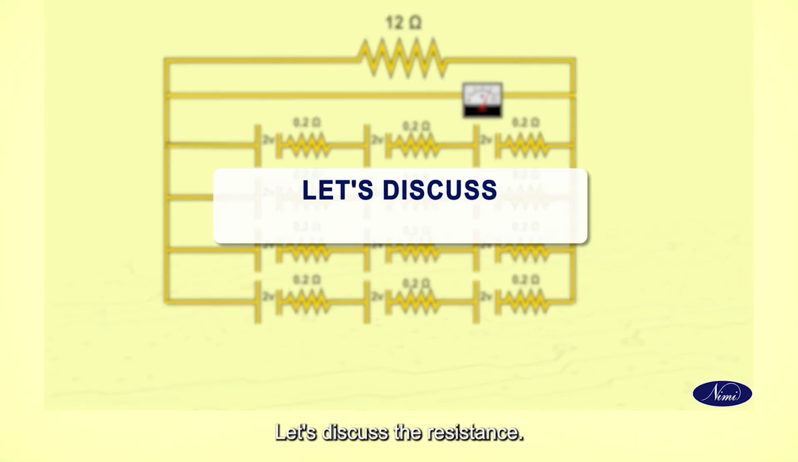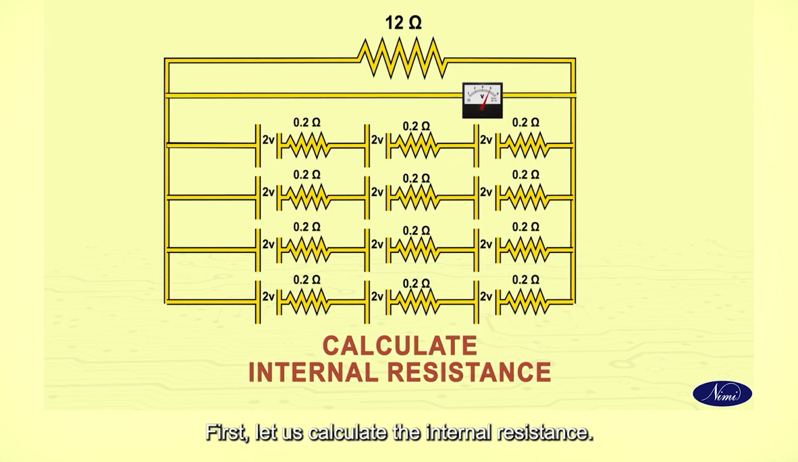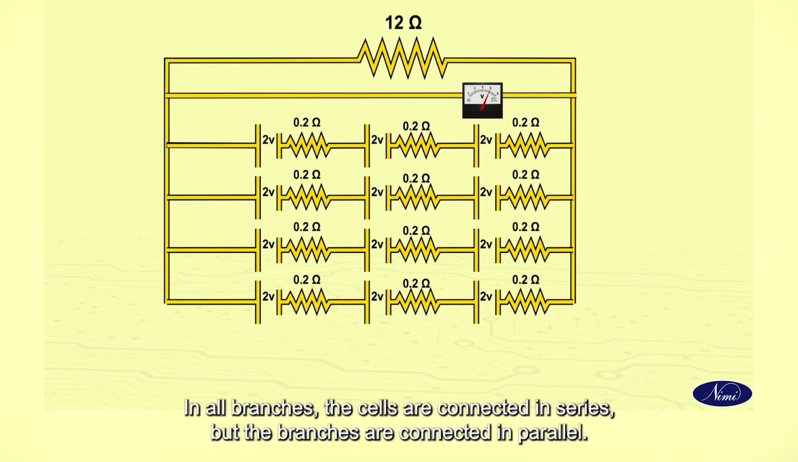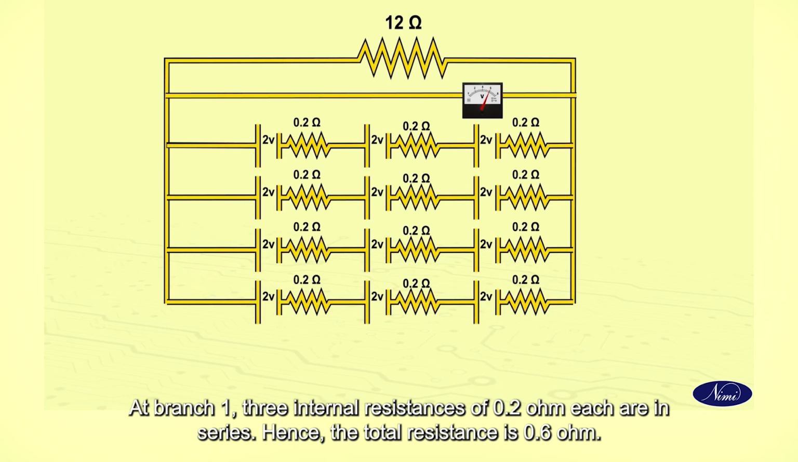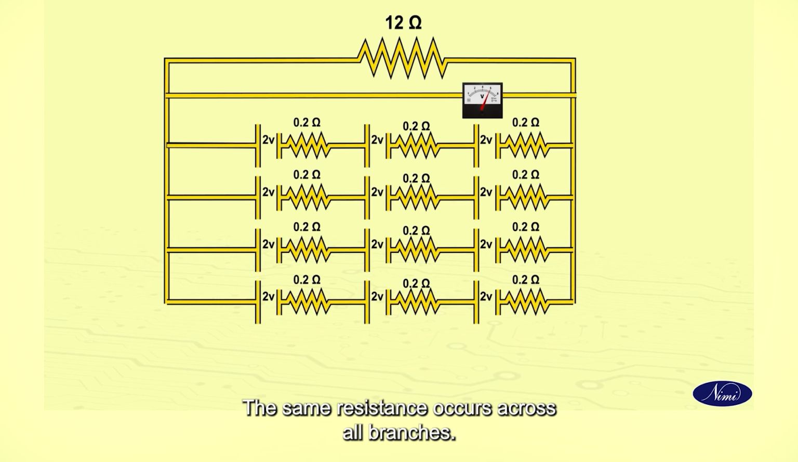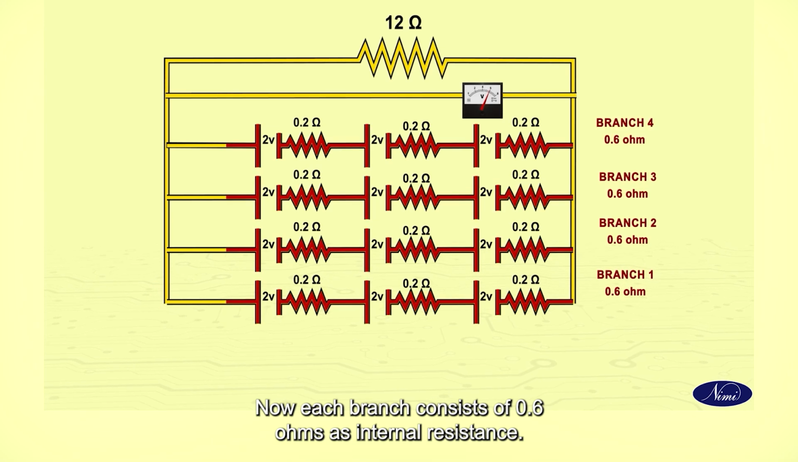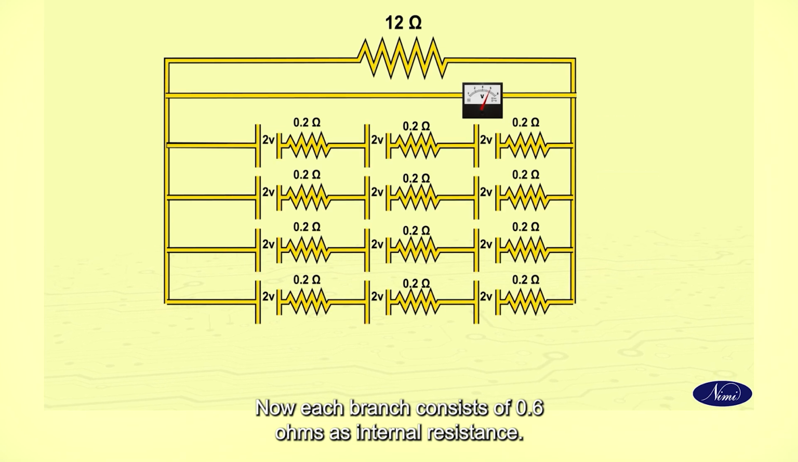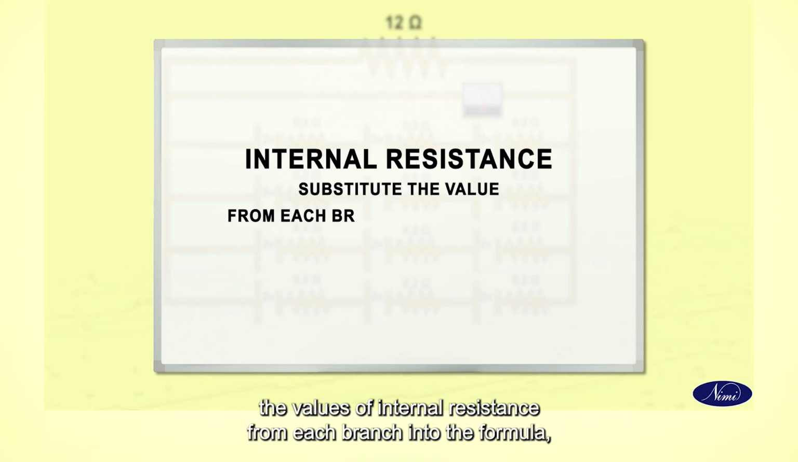Let's discuss the resistance. First, let us calculate the internal resistance. In all branches, the cells are connected in series, but the branches are connected in parallel. At branch 1, 3 internal resistances of 0.2 ohm each are in series. Hence, the total resistance is 0.6 ohm. The same resistance occurs across all branches. Now, each branch consists of 0.6 ohms as internal resistance. To find the total internal resistance, substitute the values of internal resistance from each branch into the formula since the branches are connected in parallel.